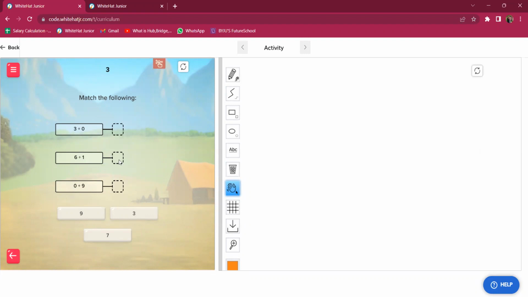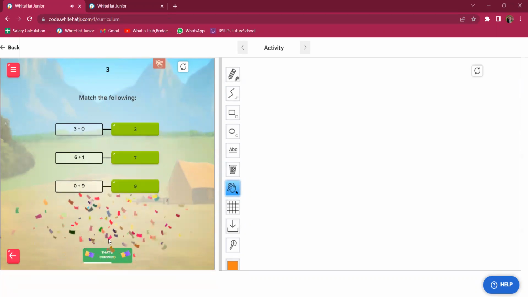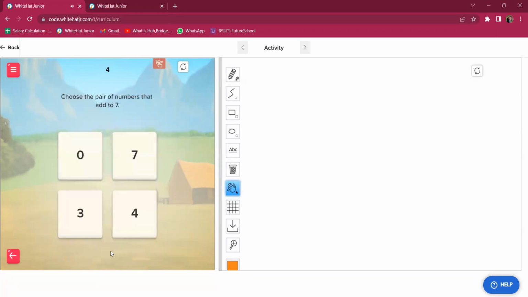So let's see what we have to do here. So 3 plus 0, that means we are not adding anything, right? So 3 will remain as it is. 6, if you take on your fingers and add 1 more, and if you count together, you'll get 7. And 0 plus 9, that means only 9 would remain because the first number is 0. So we will check our answer and go to the next question.